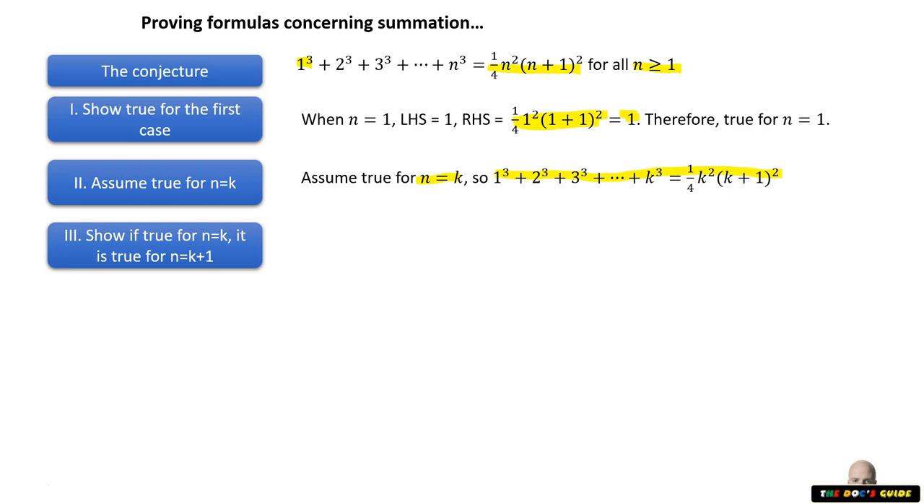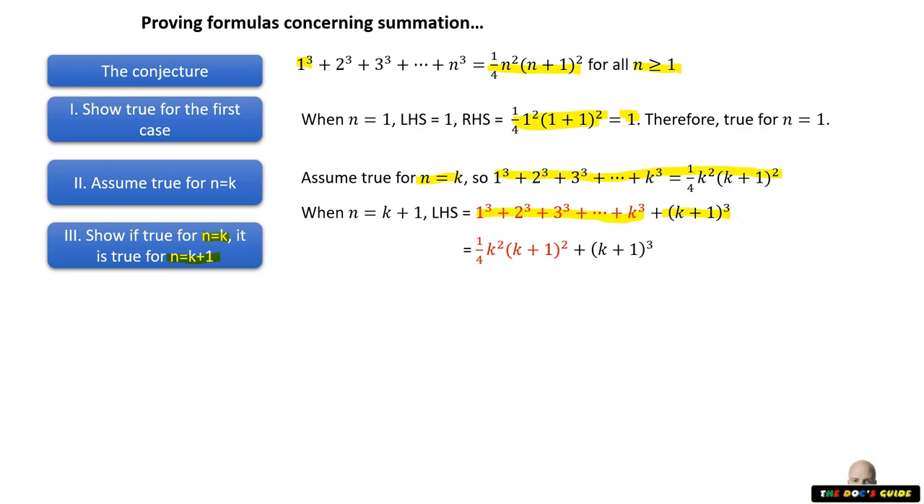Now comes the hard bit, and it's the crucial bit. So we're going to show that if it is true for n equals k, then we're going to try to show that it must therefore be true for n equals k plus 1. So we have a pattern to this. So when n equals k plus 1, what does our left-hand side become? Well, it becomes all of that stuff up to k plus the next term.